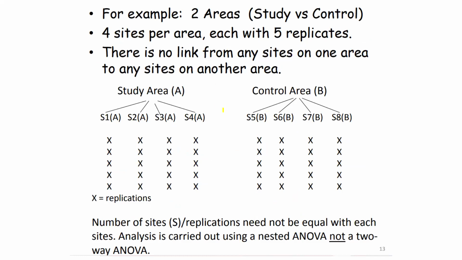For example, then again I have come on to the previous case. 2 study areas, one control, 4 sites per area, each with 5 replicates. There is no link for any site in one area to any site in another area. Study area, there are 2 study areas. Then we can use one site as a control. I think you know the meaning of control. I think we also discussed that once. So you can apply the control concept here also.